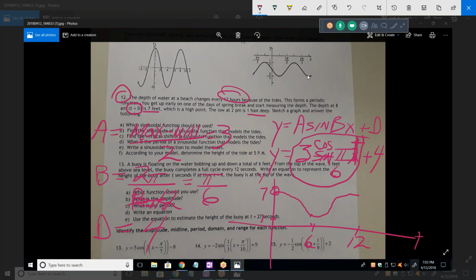Now let's check this point. Put in 6 for t. What do you get? So cosine of pi over 6 times 6. That's cosine of pi. What's cosine of pi?